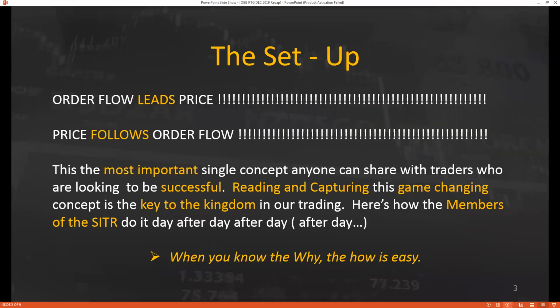Thanks. The setup for the no-name signal is this. Order flow leads price. Price follows order flow. Can be no other way. And that's the single most important concept anyone can share with traders who are looking to be successful. I made sure you paid attention to this because reading and capturing this concept is the key to the kingdom. This is it in a nutshell in all of our trading careers. Now, here's how the members of the Stock Index Trading Room approach this day after day after day.